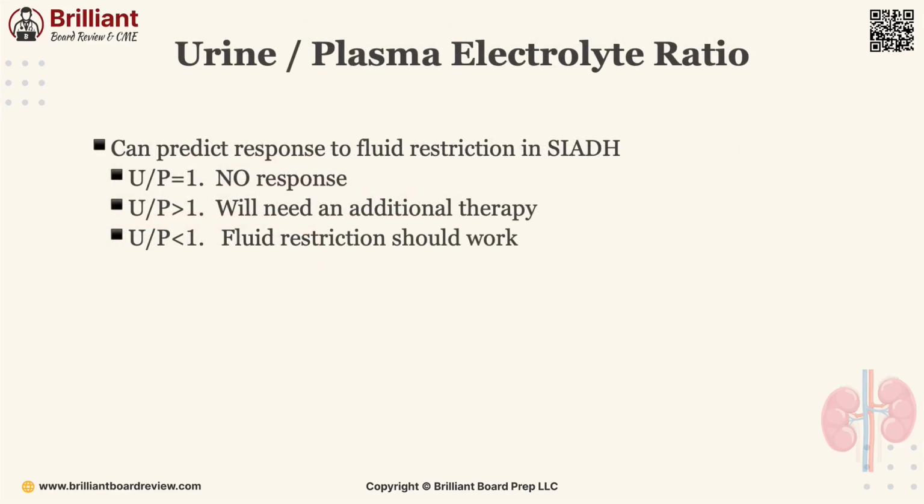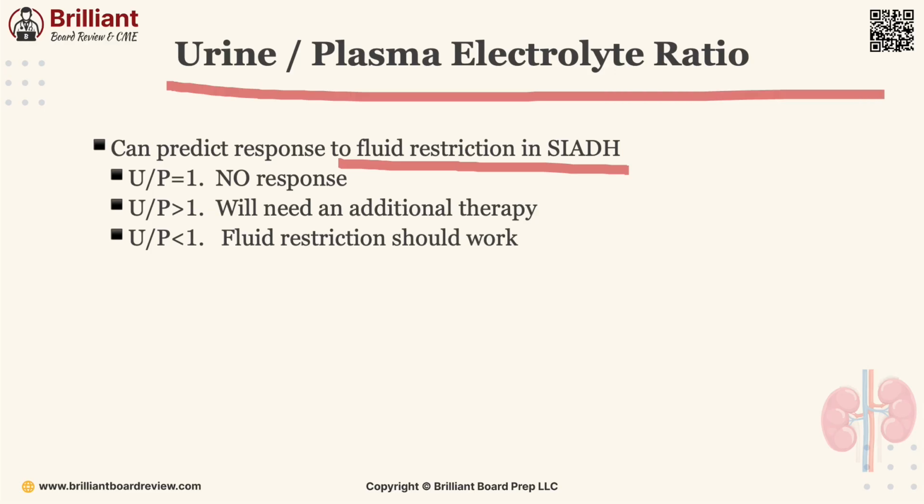Now, this is something that's not discussed a lot, but it can be a helpful tool to predict response to fluid restriction in SIADH: the urine plasma electrolyte ratio. So if the ratio is 1, this is the urine sodium divided by the plasma sodium, there will be no response. No response to fluid restriction.